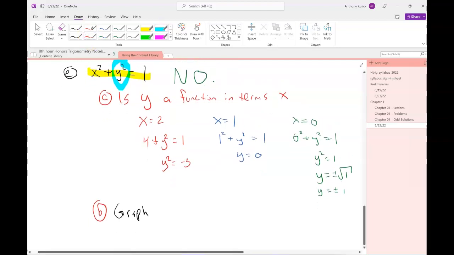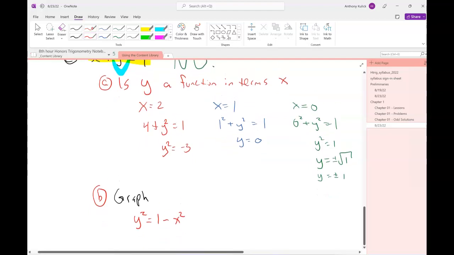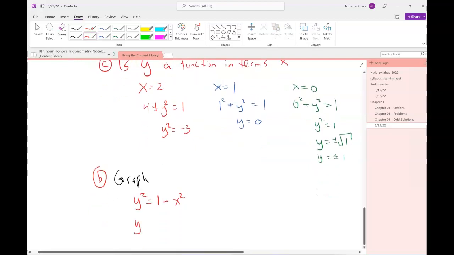So to rearrange this to get it into a form you can type into your calculator, you'd have to get the y by itself, so we subtract the x squared over. We square root both sides. And now that's a little bit of a problem, right? What's the problem with this now? The plus or minus. We can't type a plus or minus into our calculator.